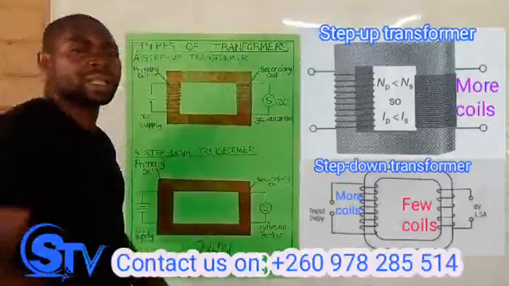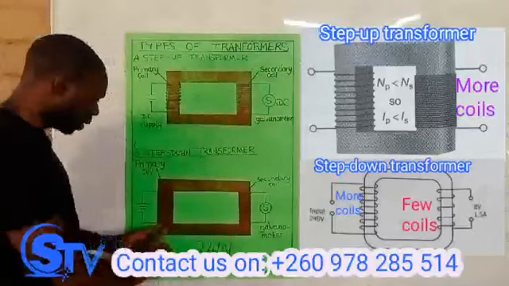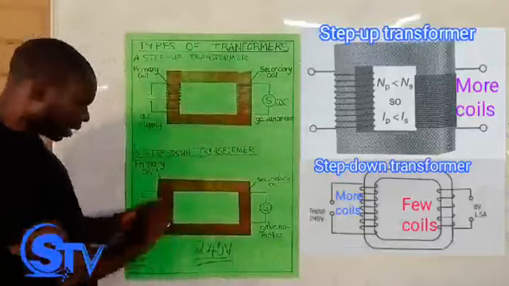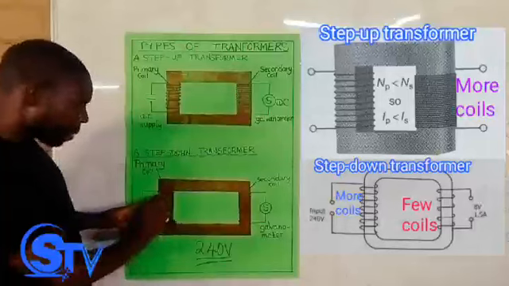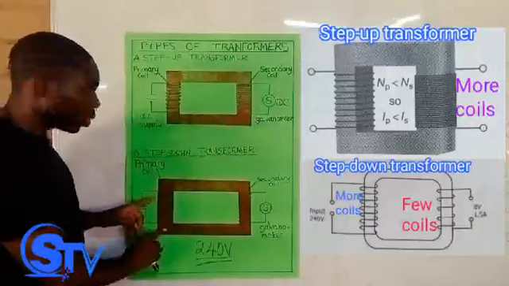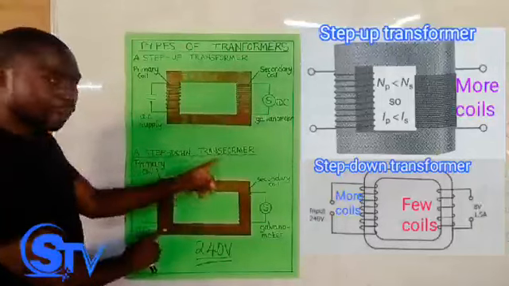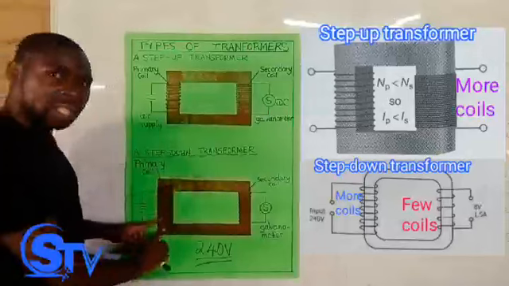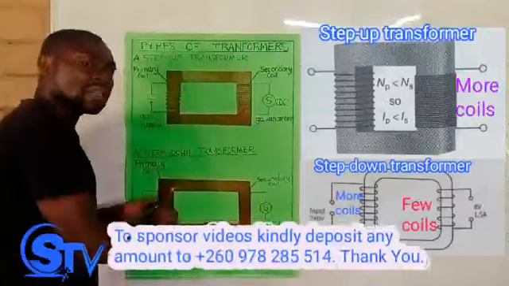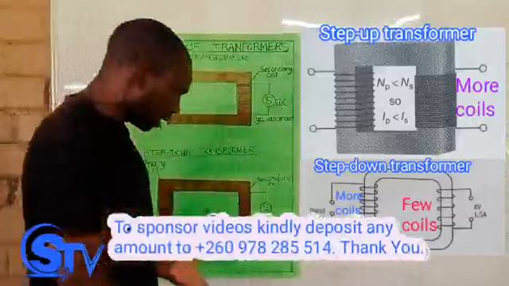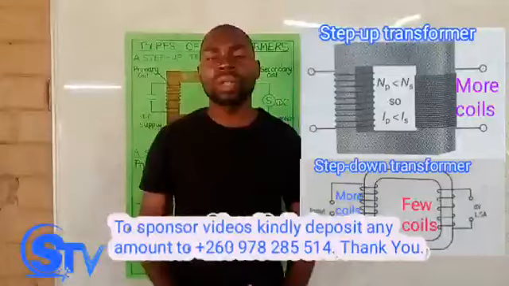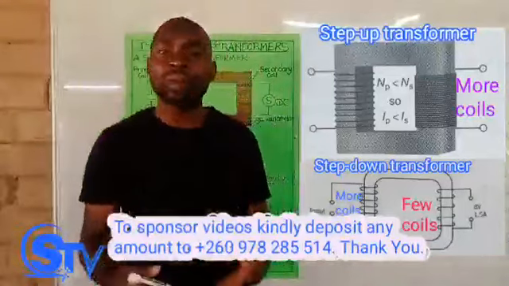Hence, there are many coils in the primary coil of the step-down transformer. This reduces the voltage and increases the current. And this is the electricity that is consumed in our homes.